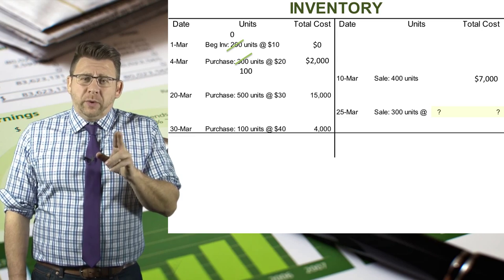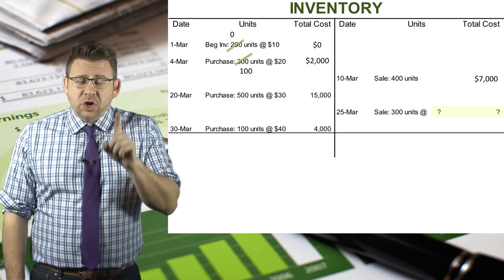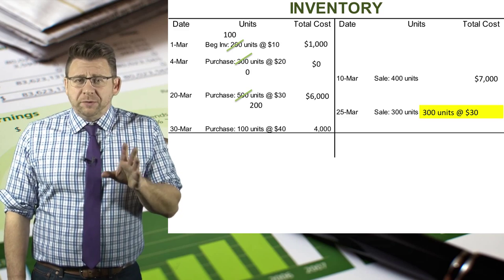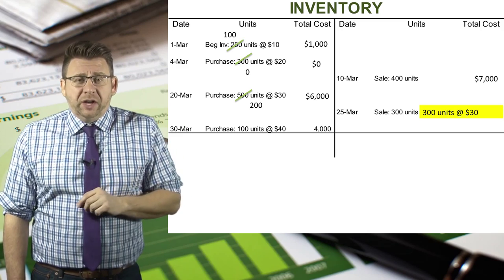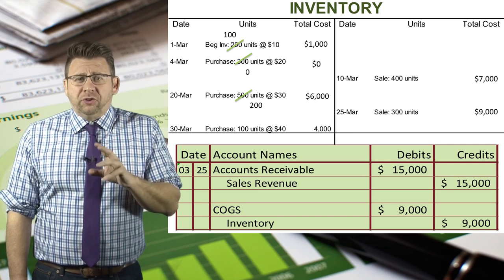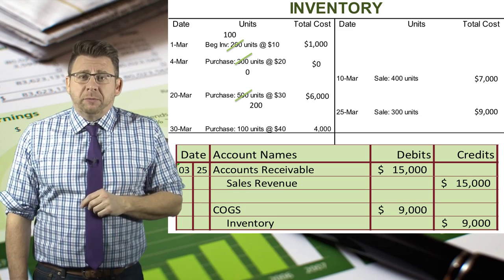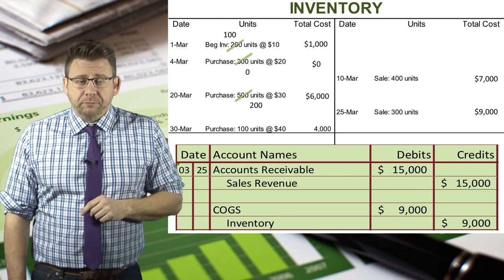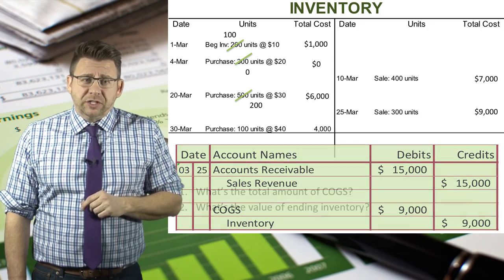The next decision that we need to make happens with the sale on March 25th. We sold 300 units, so which 300 units did we sell using LIFO? The most recent purchases are from March 20th. We sold 300 units from here, leaving 200 in inventory. So we can assume that the 300 units sold on March 25th came from 300 units from the March 20th purchase. So cost of goods sold is $9,000. Of course, revenue comes from the fact that we sold the 300 units at $50 each.